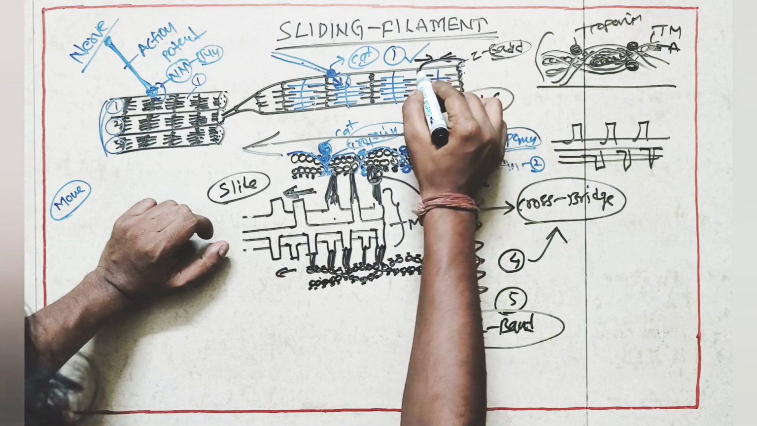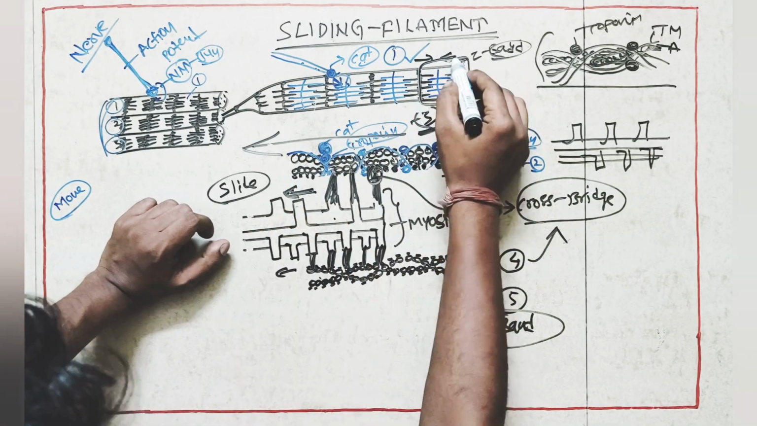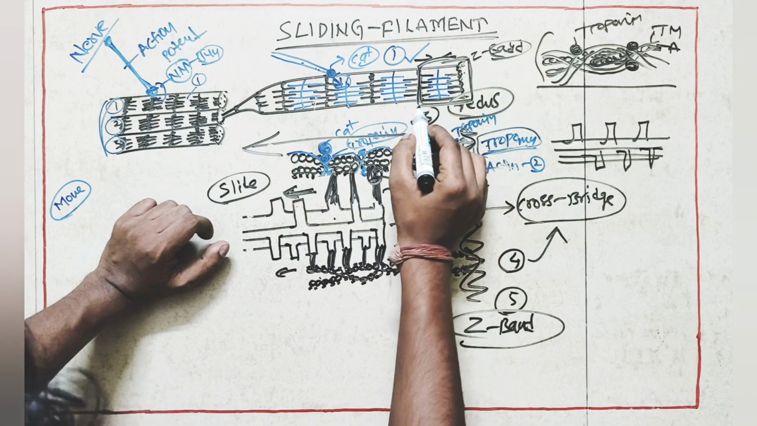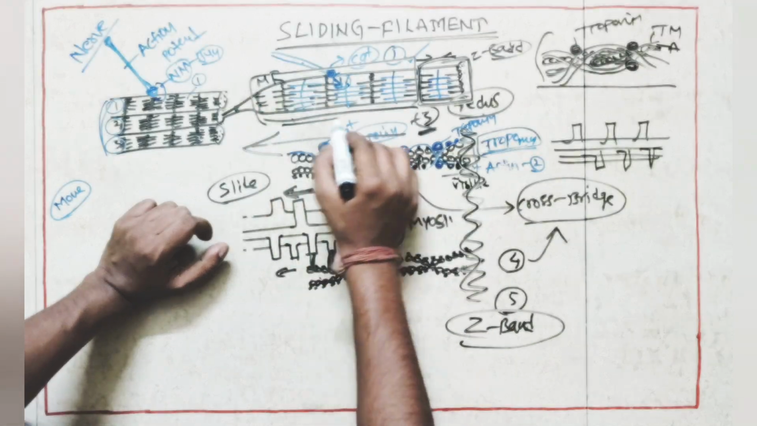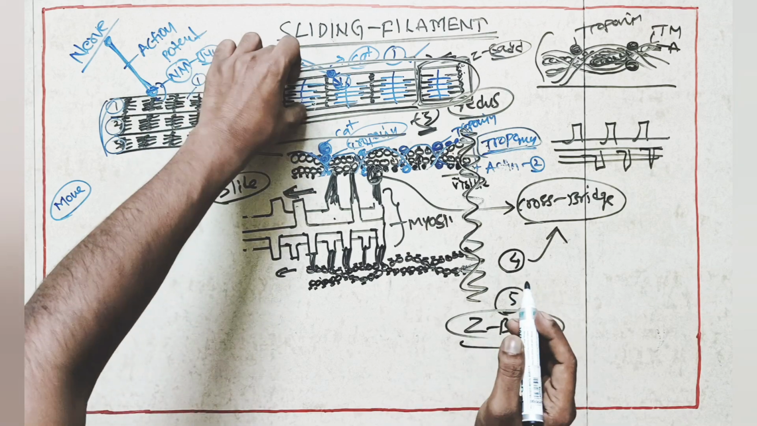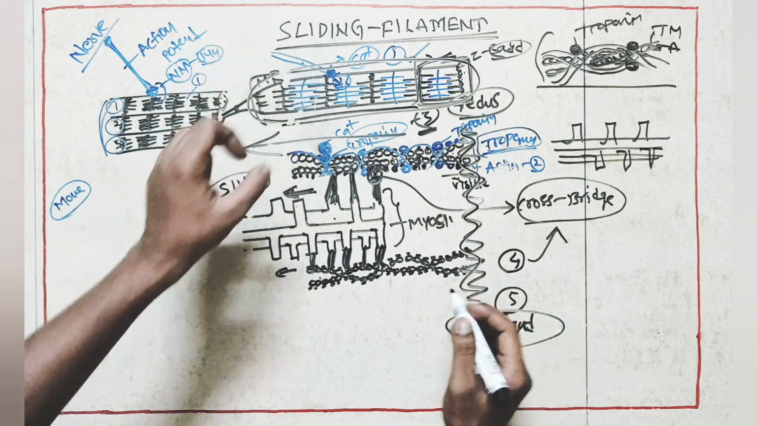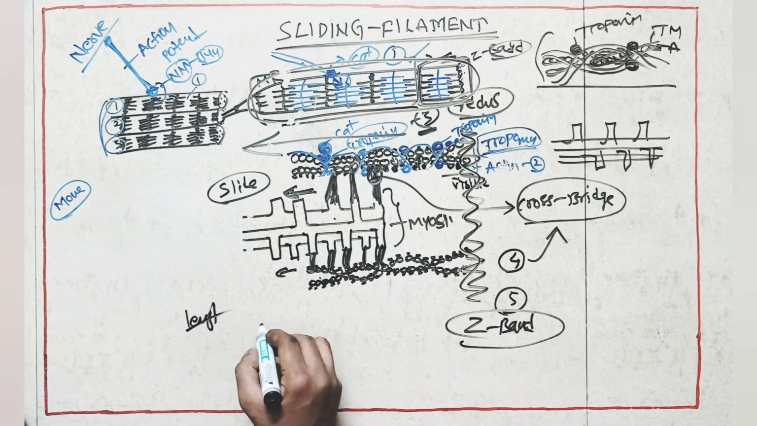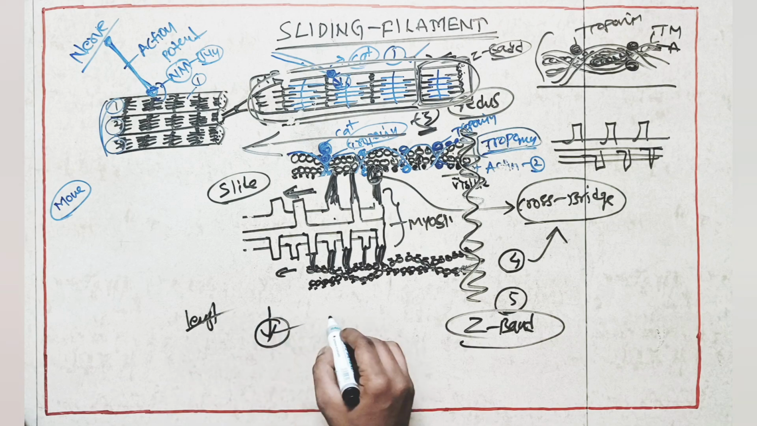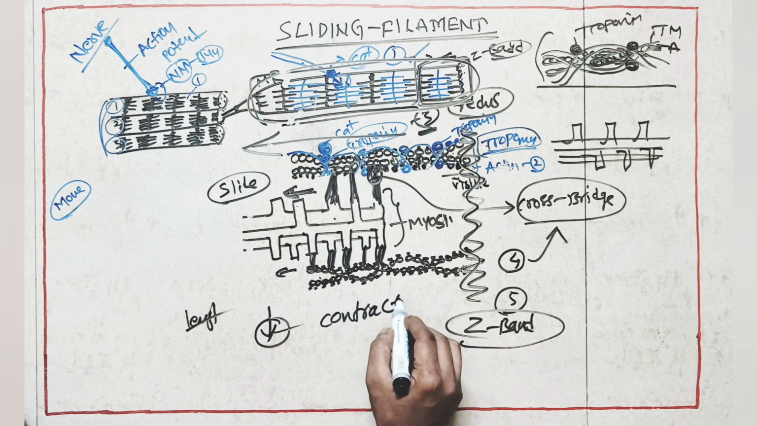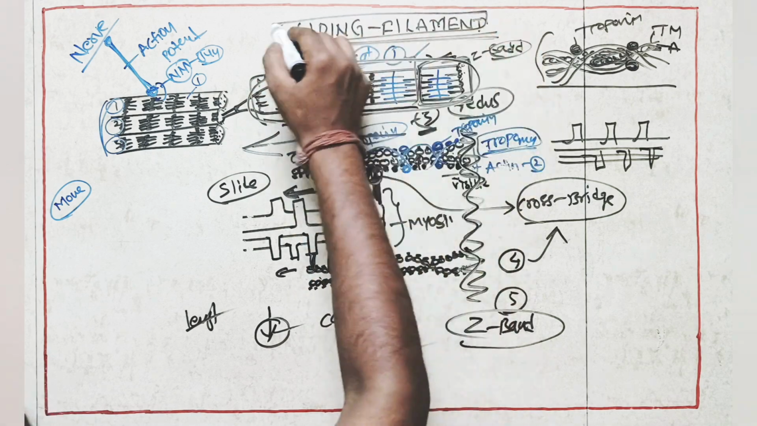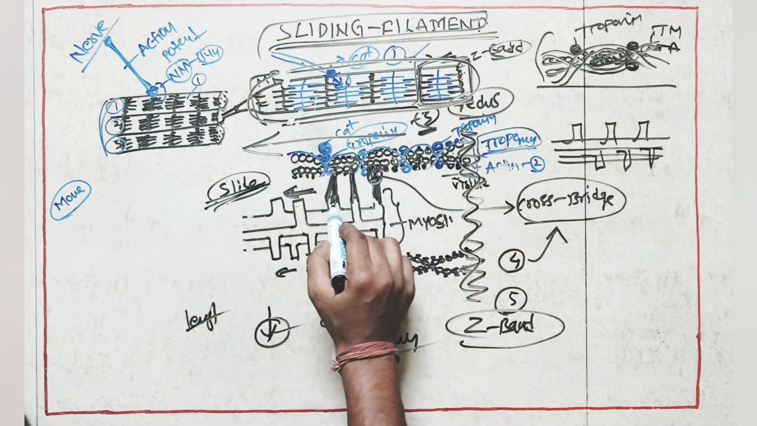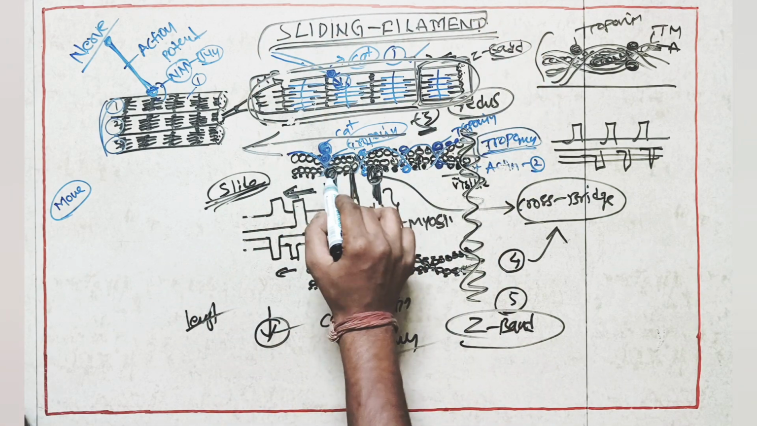Same as this, how it's happening in one sarcomere, the same mechanism will happen in all the sarcomeres in the muscle fibers. Because of that, the length of the muscle will decrease. That is nothing but the contraction of the muscle. This is the sliding filament theory. The head of the myosin will attach to the actin, then it will slide the actin filament.